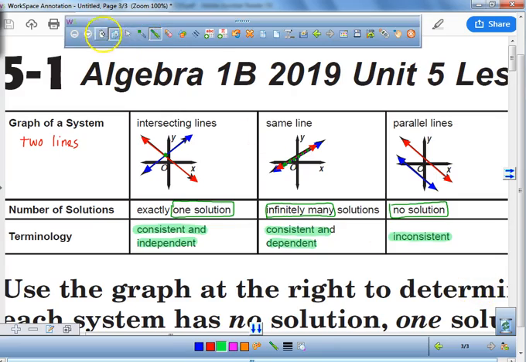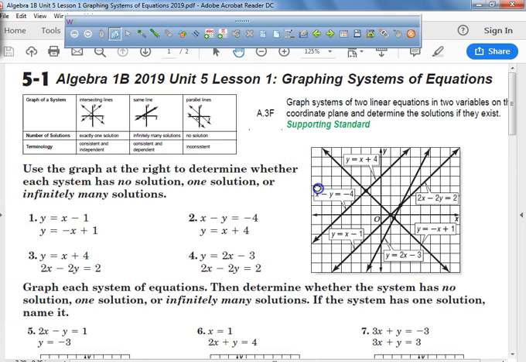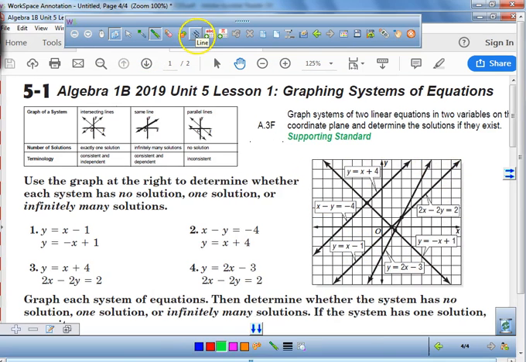Okay? So what we're going to do right now, we're going to zoom out. Okay? We're going to look at problems 1, 2, 3, and 4. So these are all the equations. Okay? So I'm going to highlight a couple of equations right now. We're going to highlight the first one in blue. The next one we're going to highlight in red. Okay? So here we go.